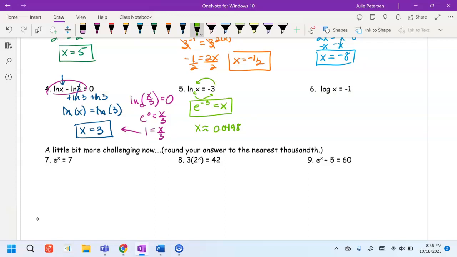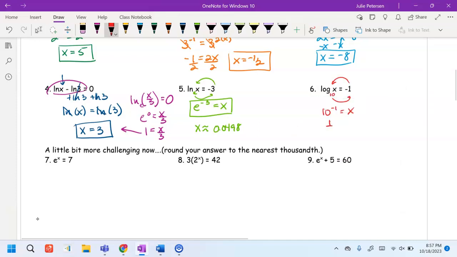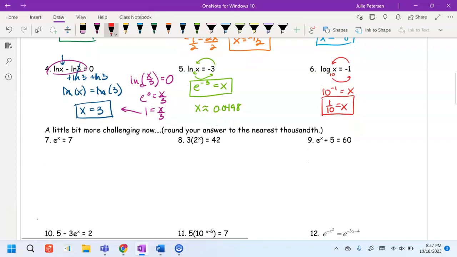On number 6, same deal, except this time we're dealing with the common log, which has a base of 10. So we're just going to roll it into exponential. We got a log on one side and a number on the other. So in that case, we roll into exponential. 10 to the negative 1 equals x. We can simplify 10 to the negative 1. That would be 1 over 10. And that's our answer. Now just make sure that's a number we can take a log of. It's small, but it's not negative, so that's fine.